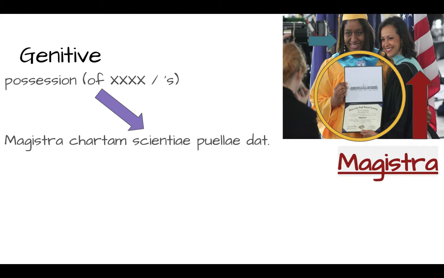It's not really showing possession, but it is further clarifying. So it is the paper of knowledge. So this is where that "of something" is coming in. So magistra cartam scientiae puellae dat. And then you still have puellae as your indirect object.